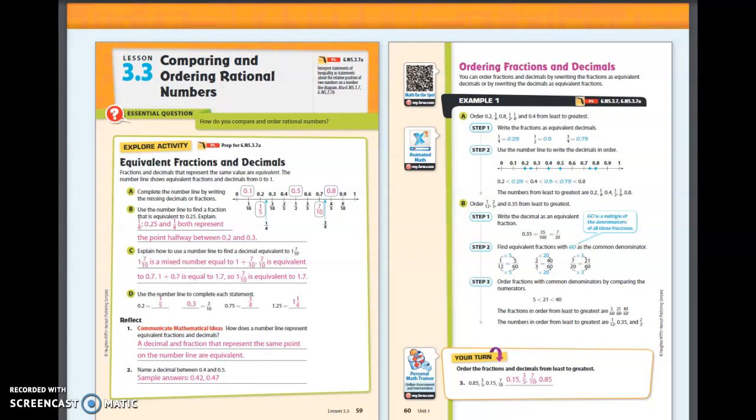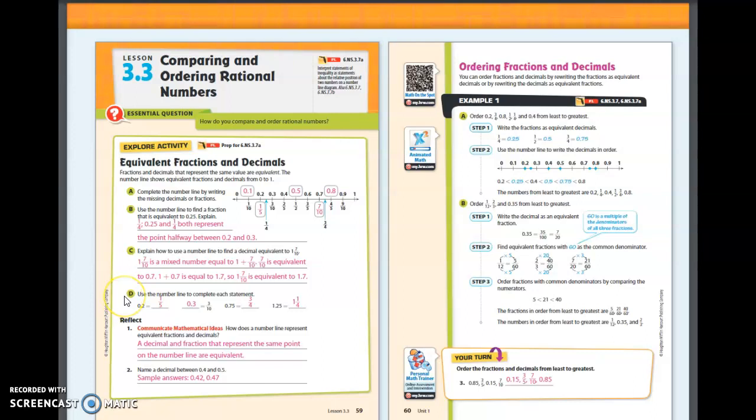This is the answer key to 3.3, comparing and ordering rational numbers. So you can see here that for the explore activity, for the first example for equivalent fractions and for decimals, you're completing the number line by writing the missing decimals or fractions. For part B, you're using the number line to find a fraction that is equivalent to 25 hundredths and then explaining. For C, you're explaining how to use a number line to find a decimal equivalent to 1 7/10.